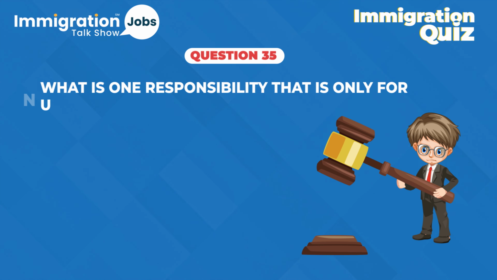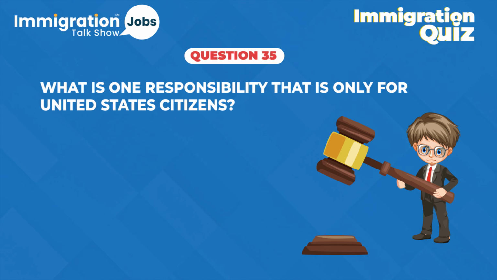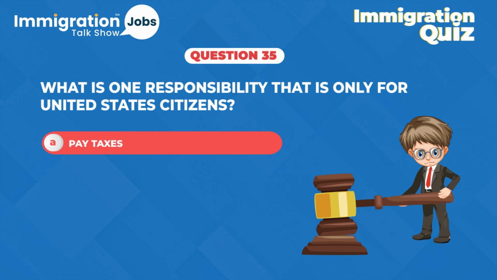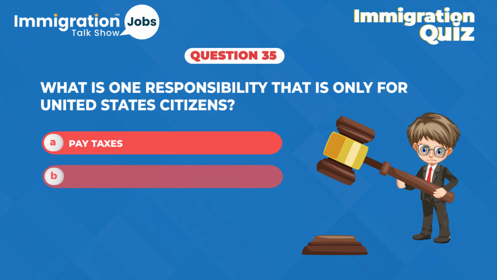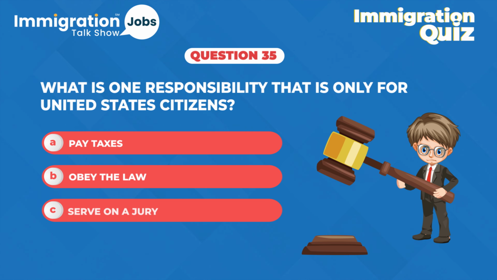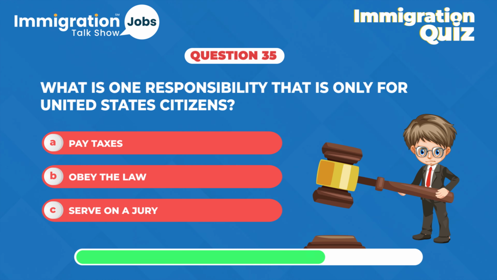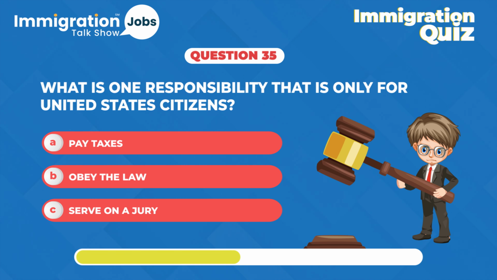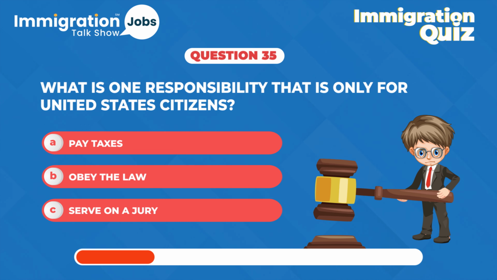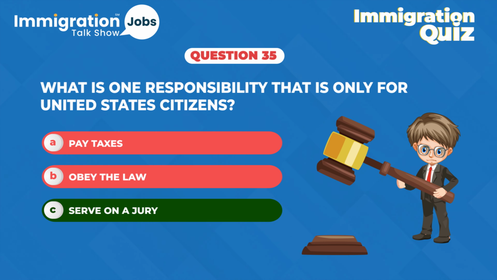What is one responsibility that is only for United States citizens? Option A, pay taxes. Option B, obey the law. Or option C, serve on a jury. And the correct answer is option C, serve on a jury.